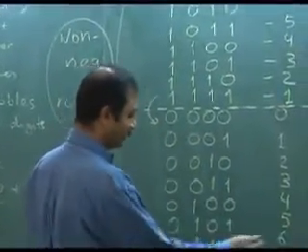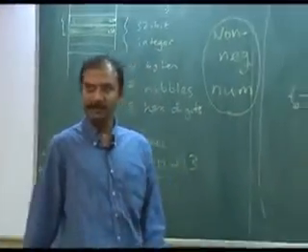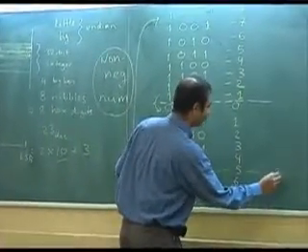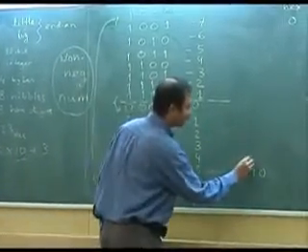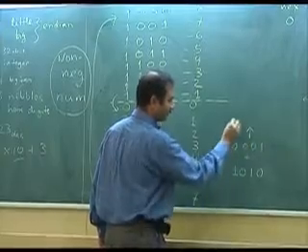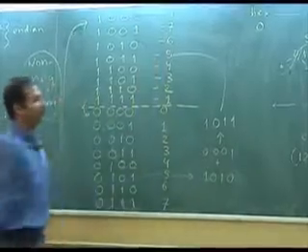Now, this has many, many important properties, so I'll just tell you one, which is, suppose I take the number, say, 5, which is 0, 1, 0, 1. Let me complement each bit. If I do that, I get 1, 0, 1, 0. Let me add 1 to it. I get 1, 0, 1, 1, which is -5.